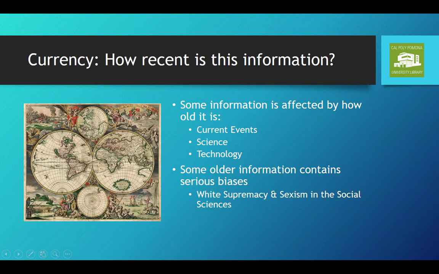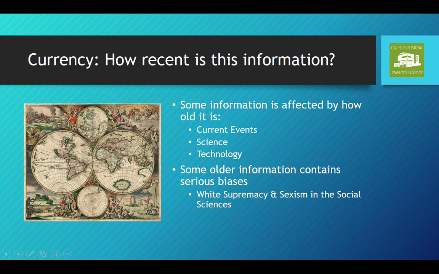The first of these elements we're going to discuss is currency. When we're asking about currency, we're asking how recent the information is that the source contains. Generally speaking, the most recent information is preferred. Why? Well, things are always changing. In particular, when you're researching questions dealing with current events, the most recent information is going to be the most up-to-date, and therefore the best.